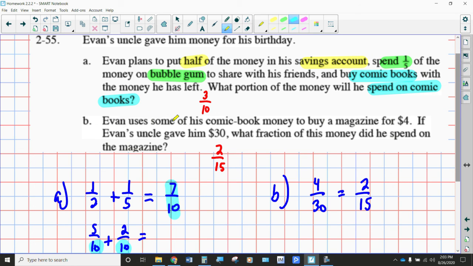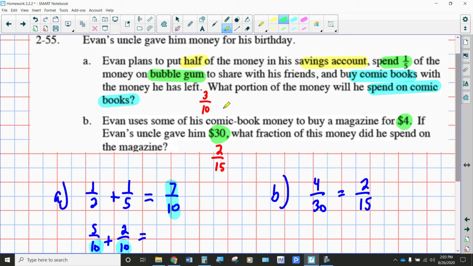Then it says Evan uses some of his comic book money to buy a magazine for $4. If he had $30, what fraction of this money will be spent on the magazine? Okay, so this one kind of looks like it's more complicated than it really needs to be, but he's got $30, right? And that would be $4 out of the 30 would be spent on the magazine. So 4 out of 30 is the same as 2 out of 15.